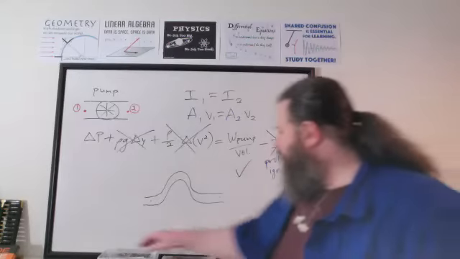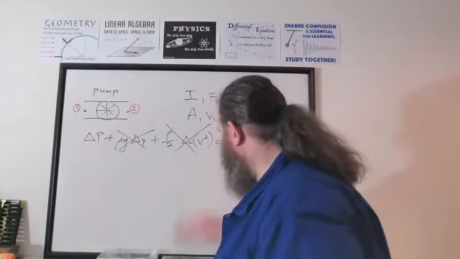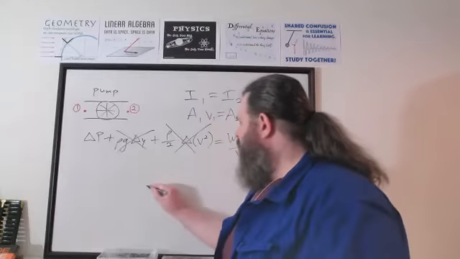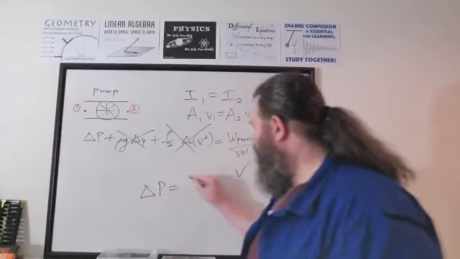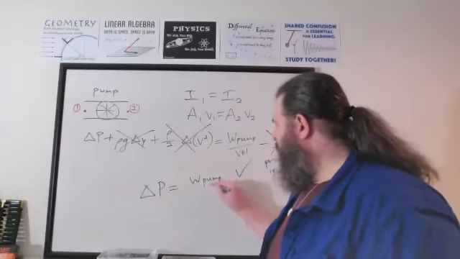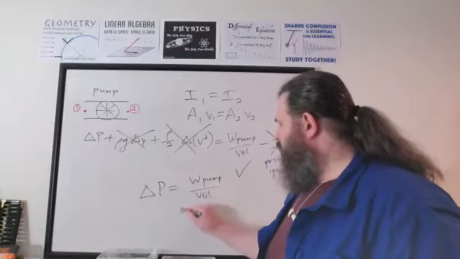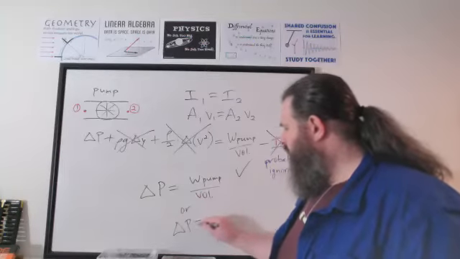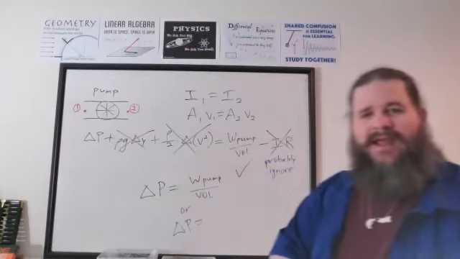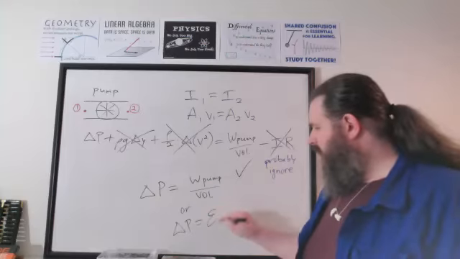Which means the entire Bernoulli equation reduces to just 2 terms. Delta pressure equals work density from the pump. Or sometimes we just abbreviate this whole work density term as sort of a cursive E or epsilon.